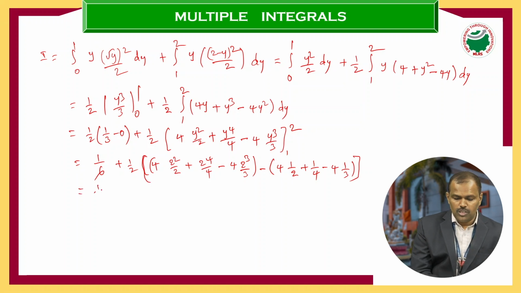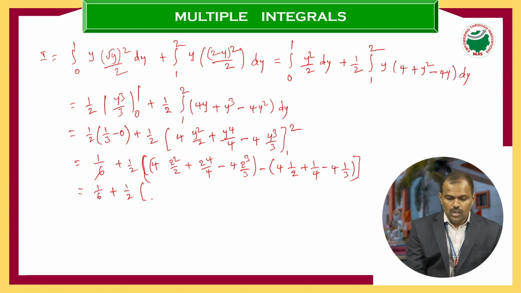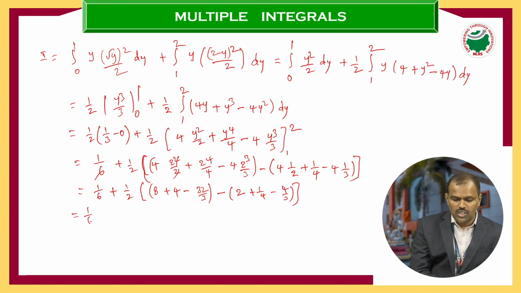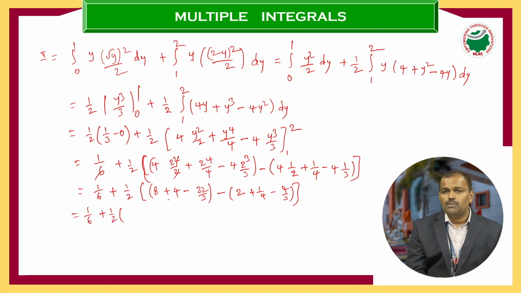So that is equal to, first term is 1 by 6, plus second term 1 by 2 into, now simplify this. 2 into 2 square, the 2 times cancel, 4 2s are 8, plus 2 power 4 is 16, 16 by 4 is 4, minus 2 cube is 8, 4 8s are 32, 32 by 3. This is the first term. Minus, this is 2 in 4, 2 times, plus 1 by 4, minus 4 by 3. That is the lower limit. So that is equal to 1 by 6 plus 1 by 2 into 8 plus 4, 12, 12 minus 32 by 3.